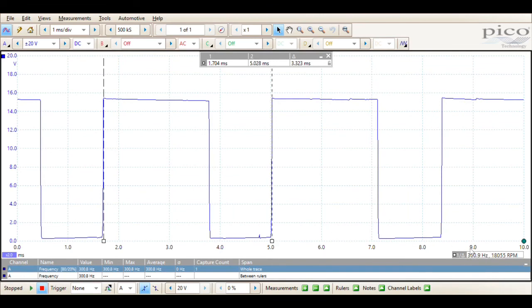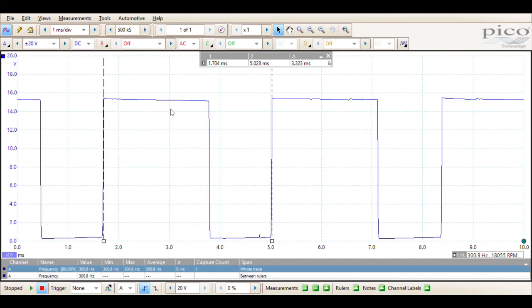But it also does it automatically when I drag out these cursors over here on the right, and it tells us that our frequency is 300.9 hertz. And it uses that to calculate our RPM, which is 18,055. Okay, so again, this isn't a crankshaft position sensor, but that is how you measure frequency.